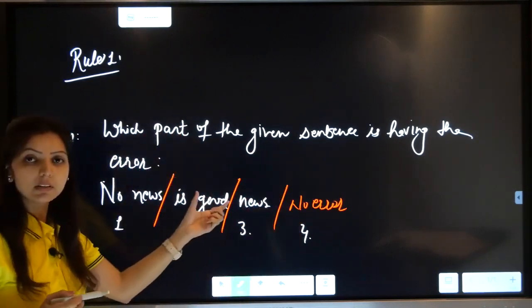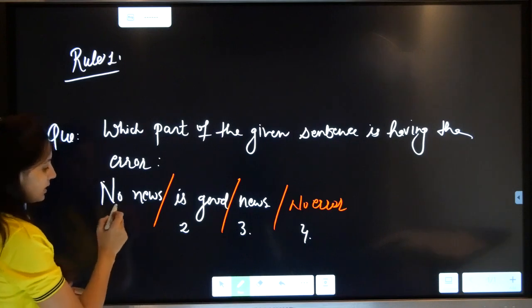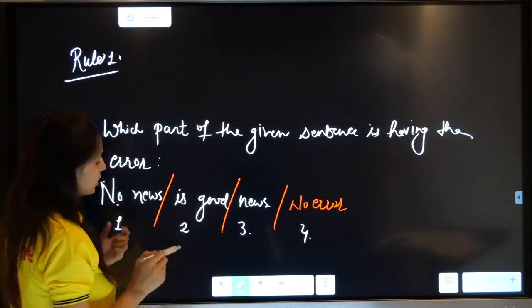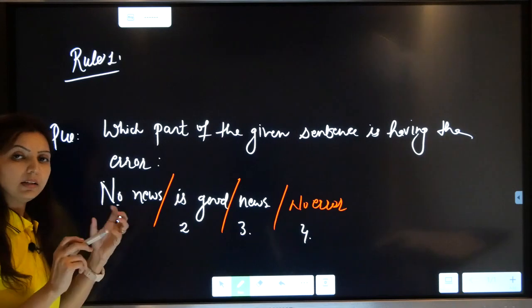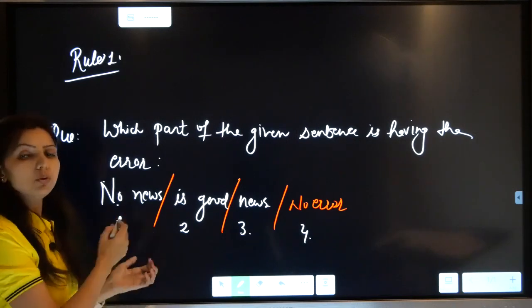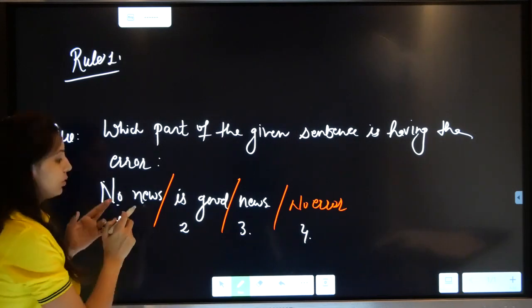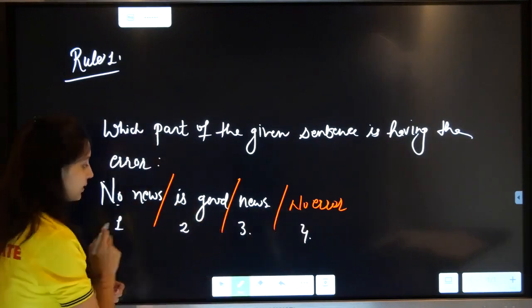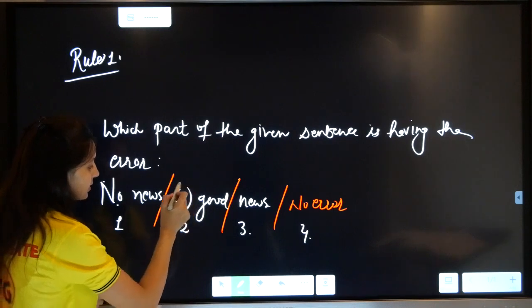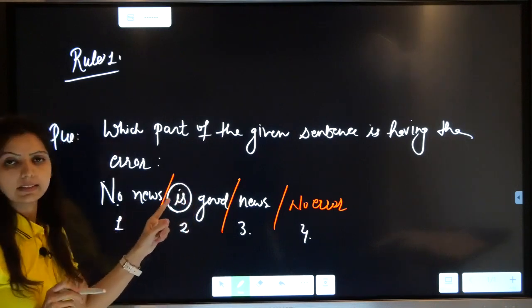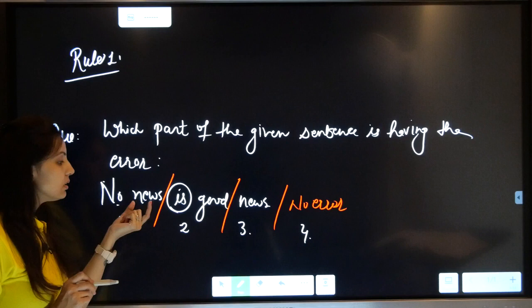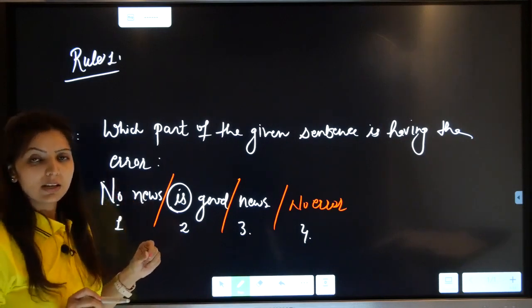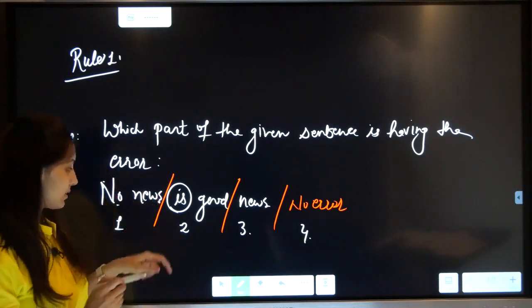Where is the mistake? Where is the error? So you read this sentence, no news is good news. What is written? That there are many news, but out of which no news is good news. Nothing is good news. If the sentence is having some error, for example, why is this used in this sentence? Because news is one of those nouns which will be having S.